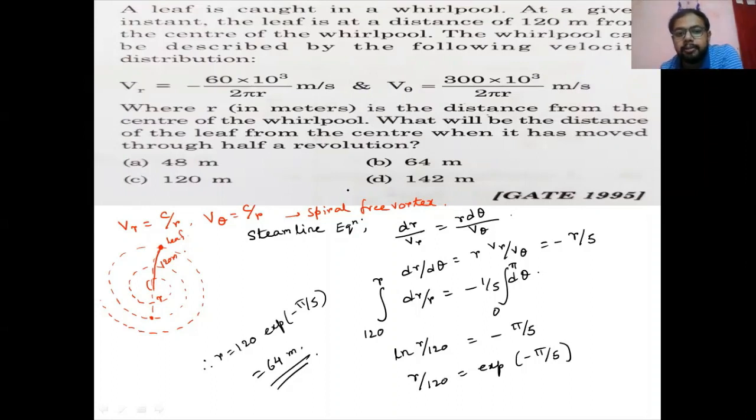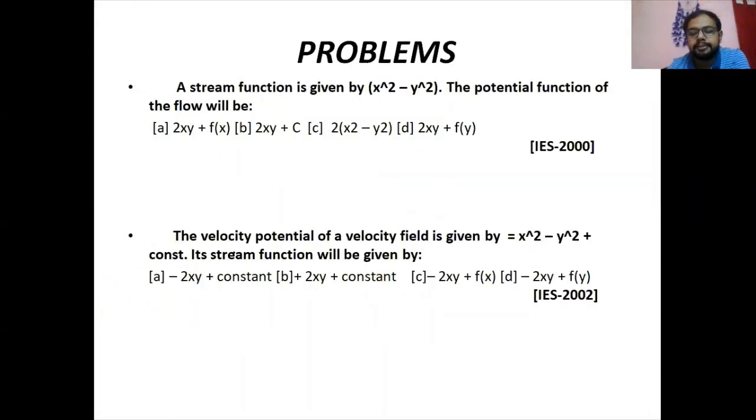But the idea of the problem is that we have to go for the streamline equation, because the leaf is just like a fluid particle. It is moving with the flow. As it is moving with the flow, we have to find out the location. So it will always be on the streamline. So if you get the streamline equation, it would be easier to solve this kind of problem. So here the GATE problem is completed. Now we'll see another type of problem regarding the kinematics of the fluid.